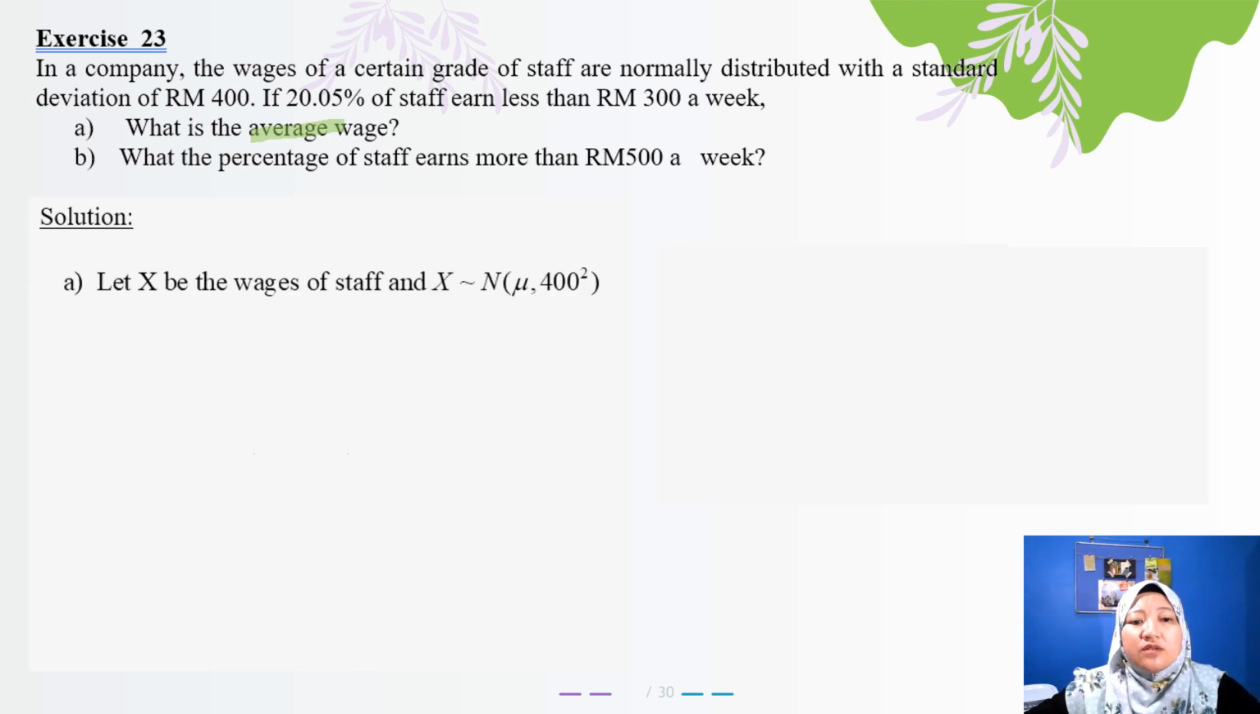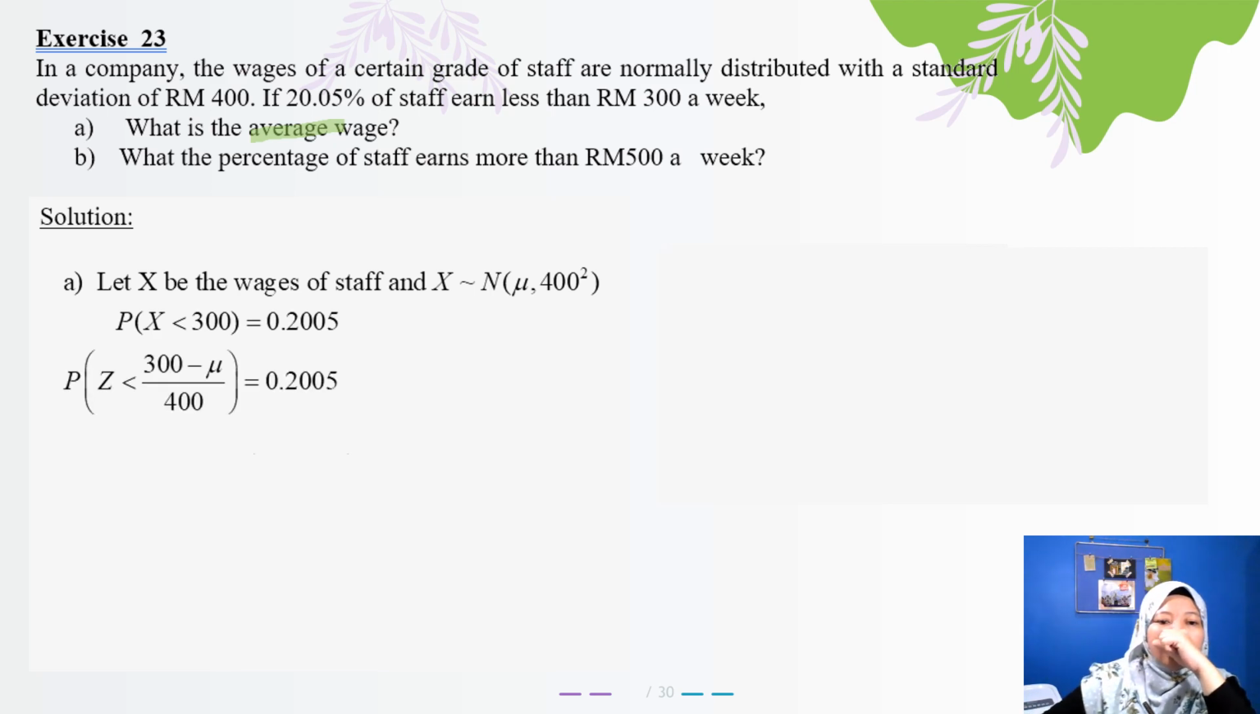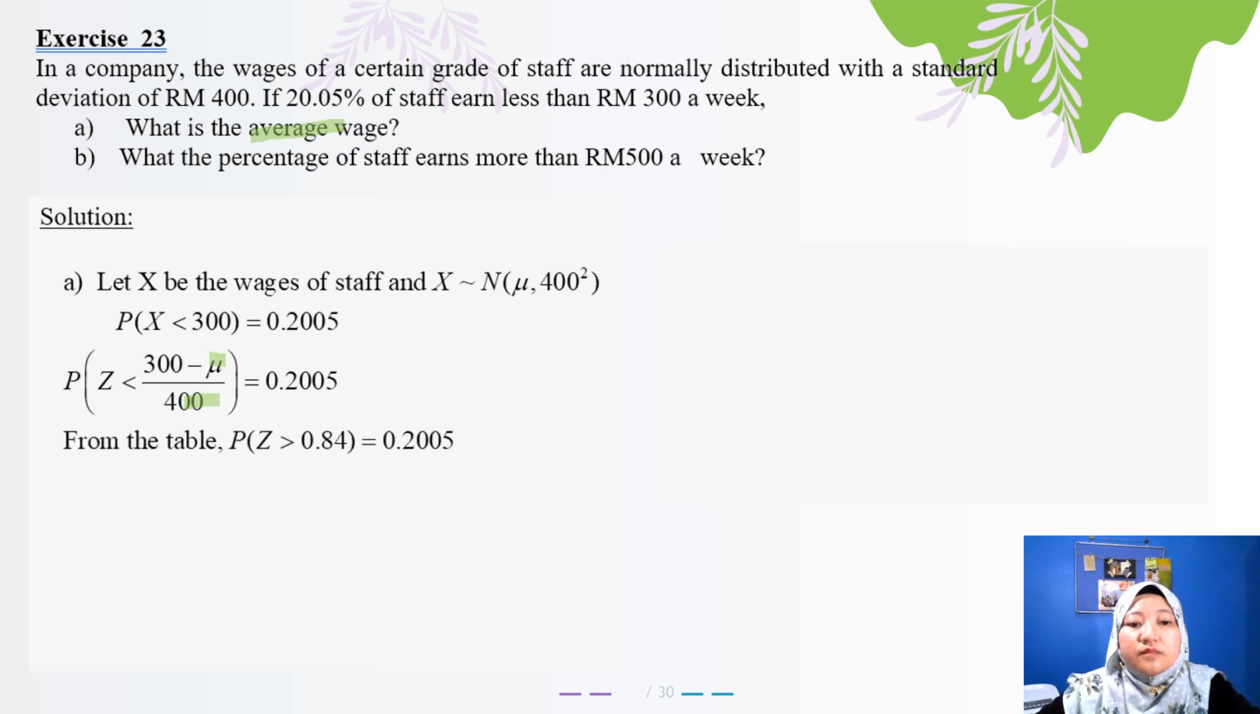Okay, let X be the wages of staff and X is distributed normal with mean. We don't know the mean. And given standard deviation is 400. So, variance is 400 square. Okay, let x is less than 300 equal to 0.2005. Okay, change to z score. Okay, 300 minus mu over 400. Okay, this one is less than 0.2005. Okay, read in the table.